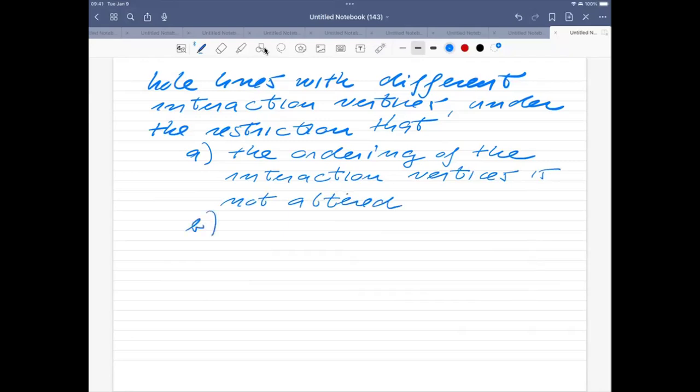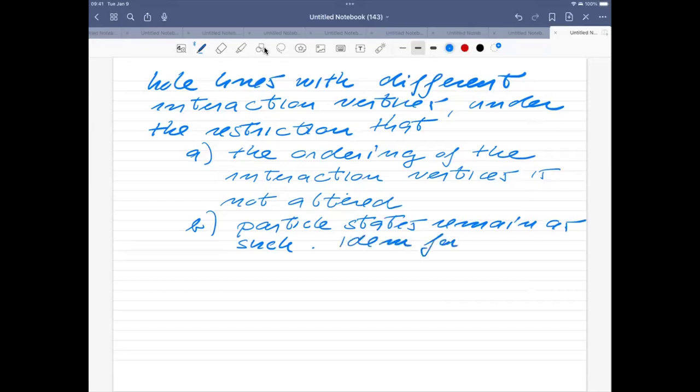B, particle lines remain particle states. Particle states remain as such. Because when we have performed the contractions and we have defined that specific state to be a state above the Fermi level, it should stay as a state above the Fermi level. And you would say that the same applies for hole states. And then the ordering at the beginning and at the end is not changed.